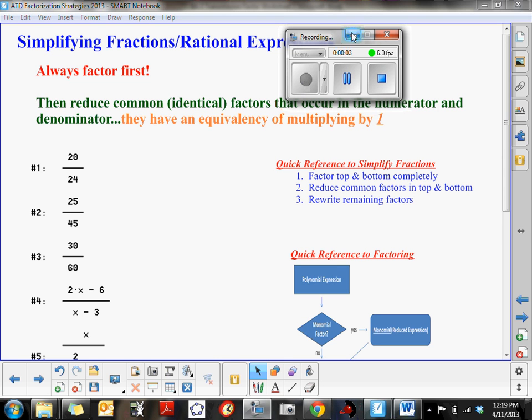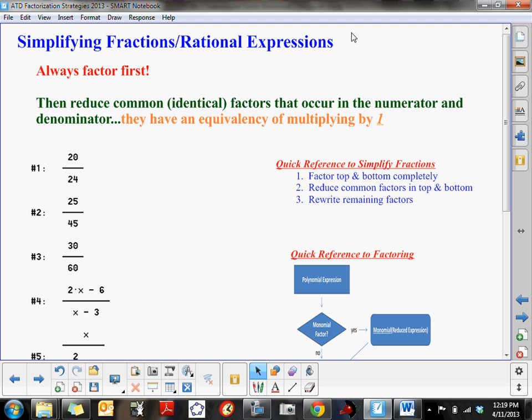When you finish your quiz, or in 5th period since you've already finished your quiz, you're going to finish a worksheet for me due Monday. It's called Simplifying Fractions or Rational Expressions.